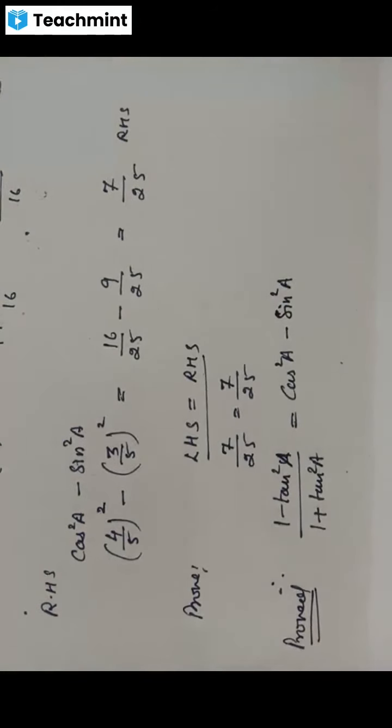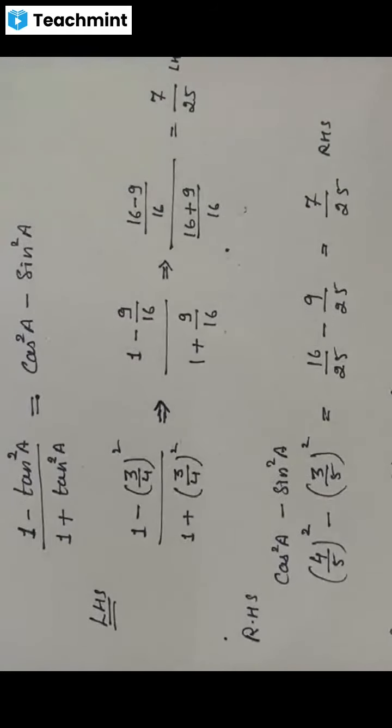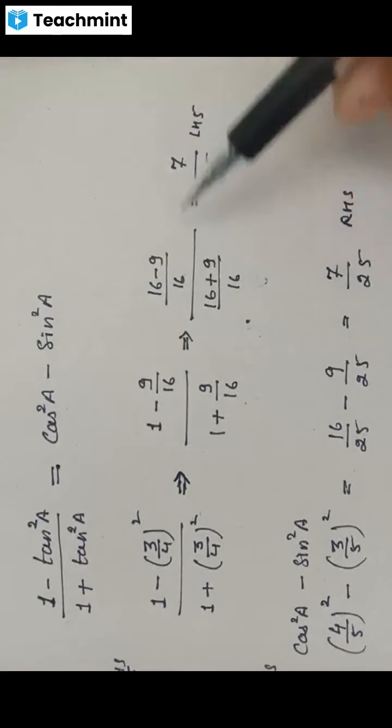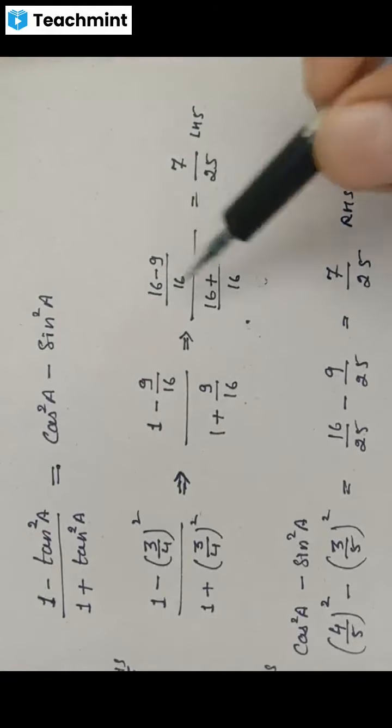Any doubt in this question? Yes, sir. You got it? Sir, how did the 7/25 come in the upper part, sir? Which one? This one you are asking? I think you are asking about this. Yes, sir, because there are double numbers here. I am going to show that part.